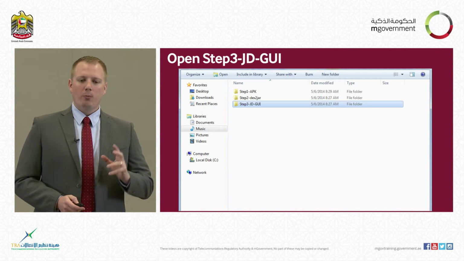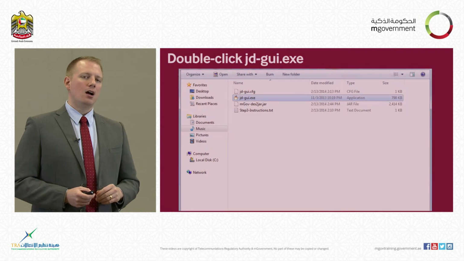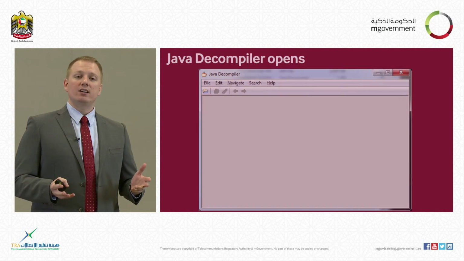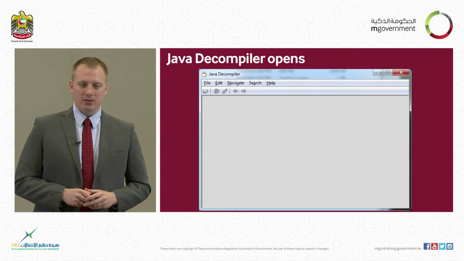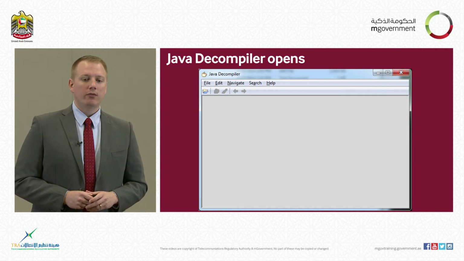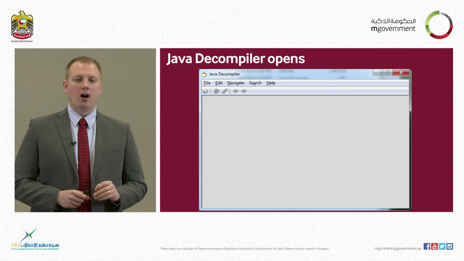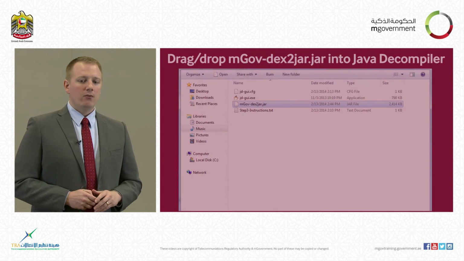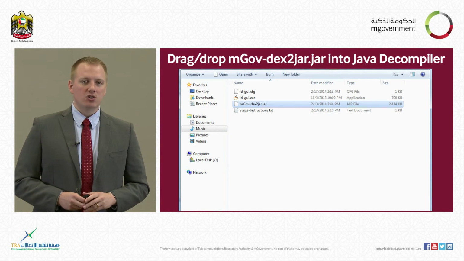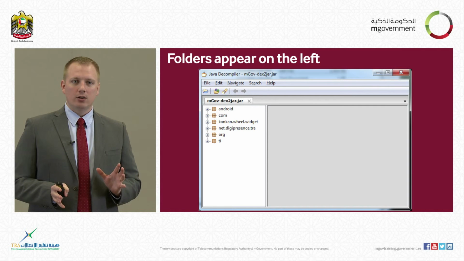and after that finishes, if we return to the Step 3 folder, open Step 3 jd-GUI, and double-click on the jd-GUI executable file, the Java decompiler application opens. Now, if we return to the Step 3 folder, we will find a mgov-dex2jar.jar file. If we drag and drop that into the Java decompiler application, suddenly we will see that there is indeed information we can look at.